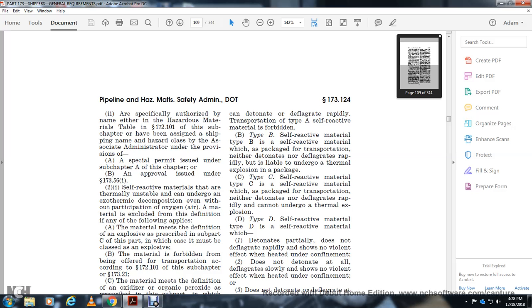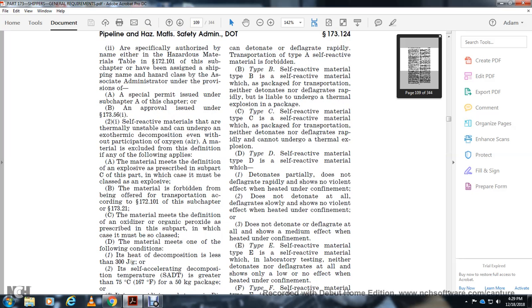Type D self-reactive material is one which, in laboratory testing, detonates only partially and does not deflagrate rapidly, shows no violent effect when heated under confinement, or does not detonate at all but deflagrates slowly and shows no violent effect when heated under confinement, or does not detonate or deflagrate at all and shows a medium effect when heated under confinement. Type E self-reactive material is one which, in laboratory testing, neither detonates nor deflagrates at all and shows only a low or no effect when heated under confinement.